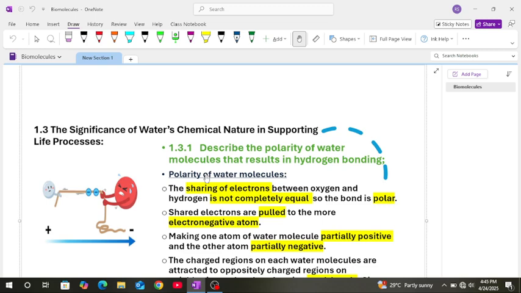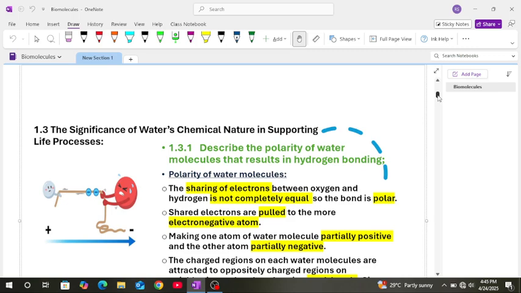If it is equal sharing, then we call it a covalent bond, right? But over here, that is not completely equal sharing. One is highly electronegative, and that particular highly electronegative atom is oxygen over here. Because of this electronegative atom and the unequal sharing of electrons, there is a process called polarity and the formation of charges which are partial positive and partial negative. Means that charge is not a complete charge, but it is actually a partial charge.